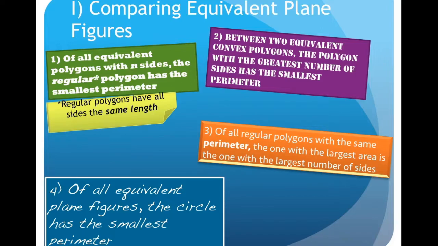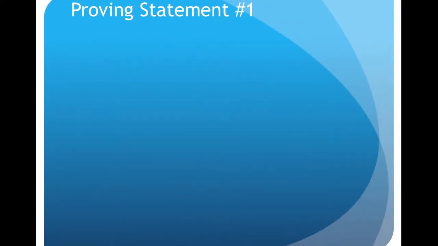So this is what we're going to look at. When I give you a bunch of equivalent plane figures, you should know the circle has the smallest perimeter. When I give you a bunch of regular polygons with the same perimeter, the one with the largest area is the one with the largest number of sides, and so on. And again, you're probably thinking, who cares? Why do I need to know this? These are statements that you need to remember when you answer questions when you compare equivalent plane figures. So let me prove some to you.